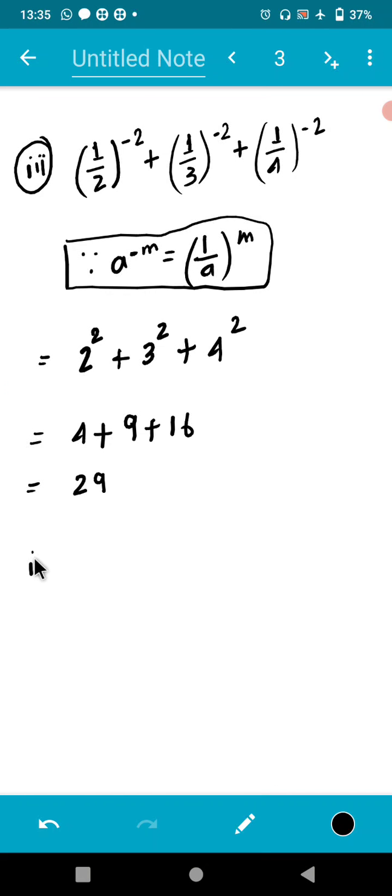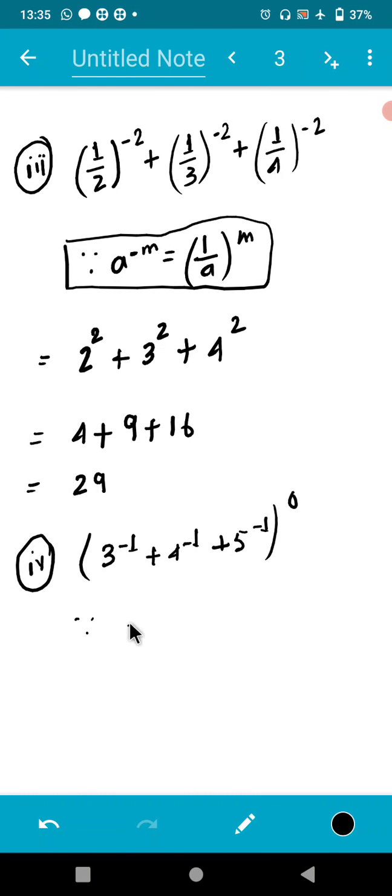Fine. So now it's time to do sum number 4. Sum number 4 is very easy: 3 to the power minus 1 plus 4 to the power minus 1 plus 5 to the power minus 1, and whole to the power 0. So we know that a to the power 0 is 1, isn't it? Anything to the power 0 is 1. So we'll consider this whole thing, 3 to the power minus 1 plus 4 to the power minus 1 plus 5 to the power minus 1, as a. So if this is a, a to the power 0 is what? 1 only. So in one line we can get the answer. You see, it's so easy.